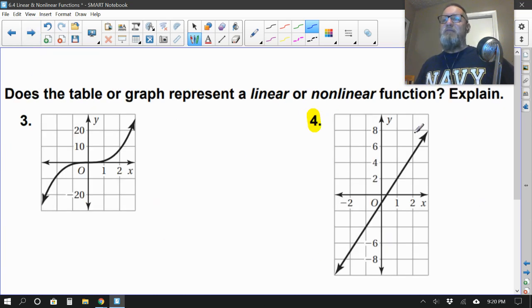Okay, here's our graph. Does our graph represent linear or nonlinear? Hey, I finally got a nice straight line. There we go. So this one is linear. See, that's all there is to it. The explanation would be the graph is a straight line. And that's it.